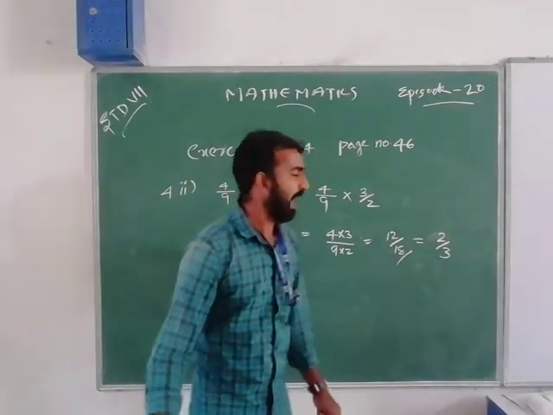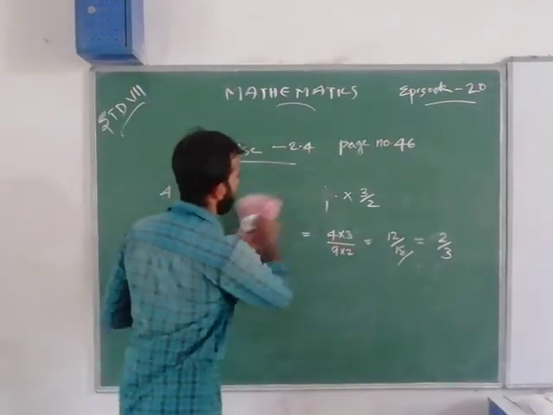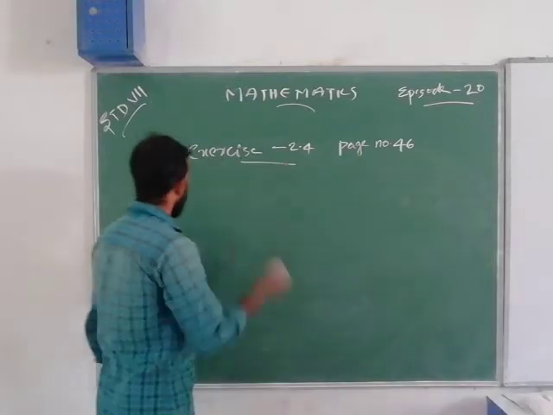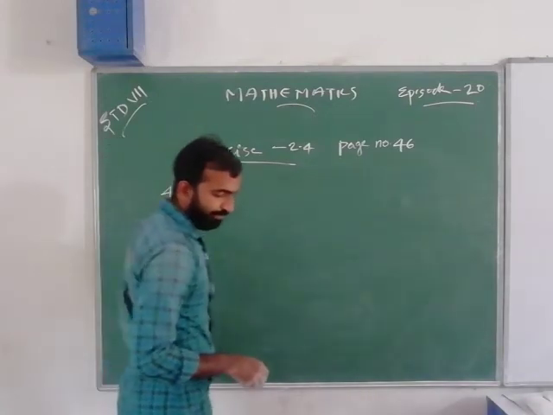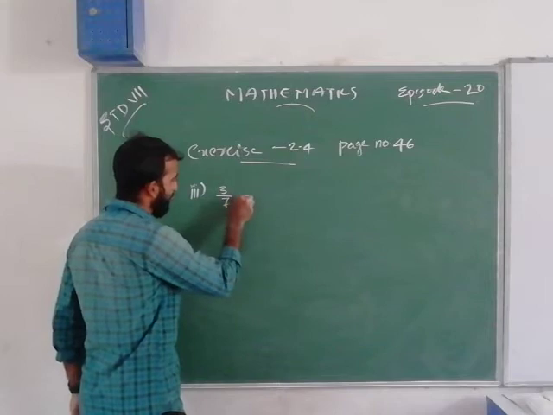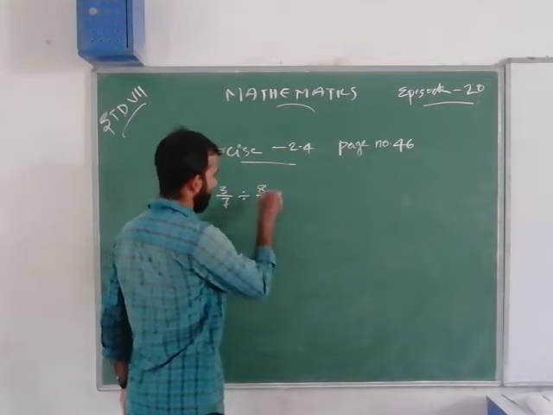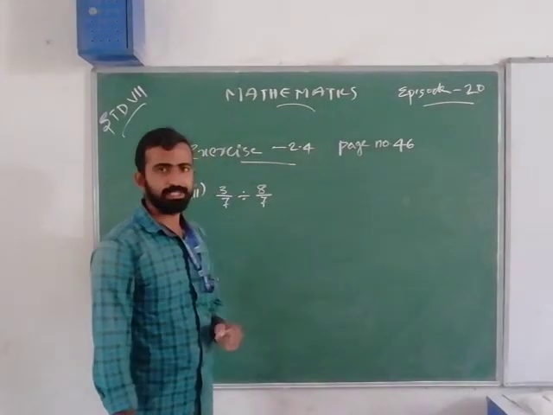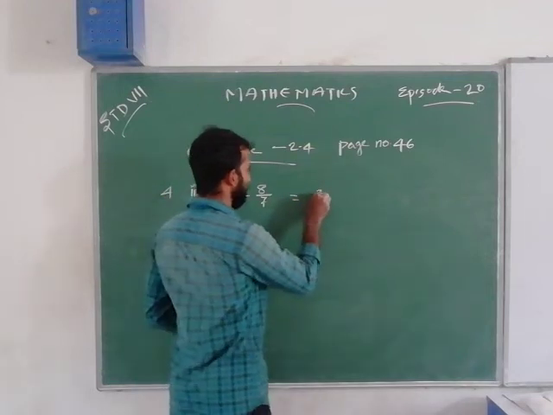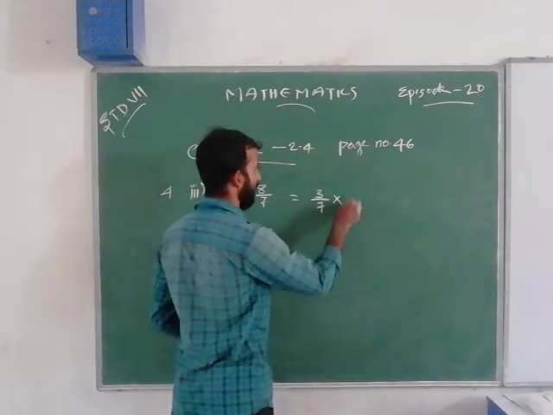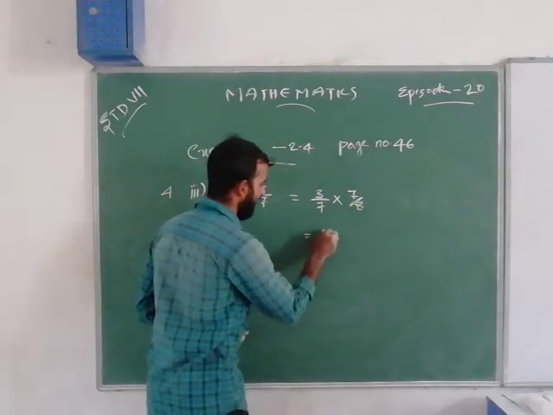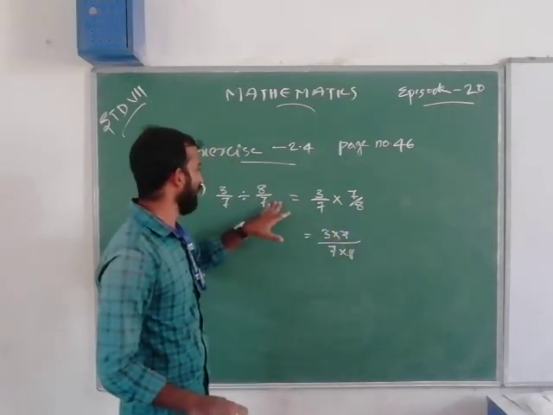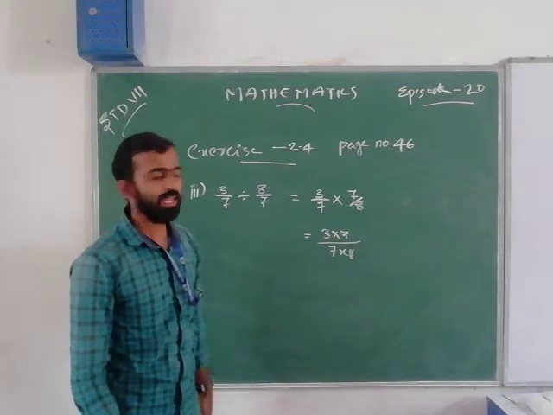Is it? Yes. And next one is the third one, 3 by 7 division 8 by 7. What is the next step? That is 3 by 7 into 8 by 7. We can write 3 into 7 divided by 7 into 8. We take the reciprocal of the divisor, that is 8 by 7 becomes 7 by 8.